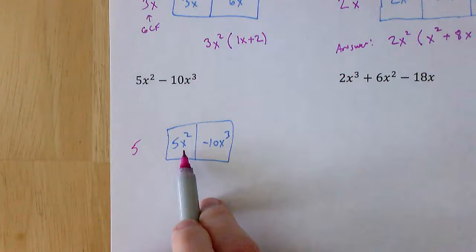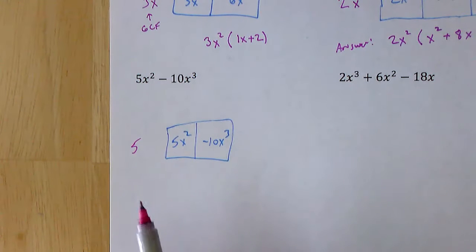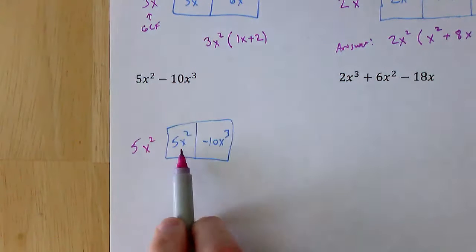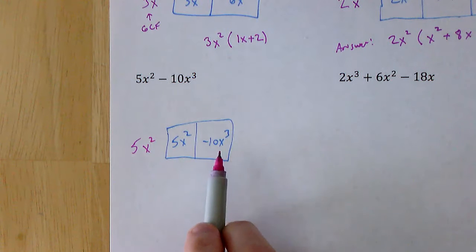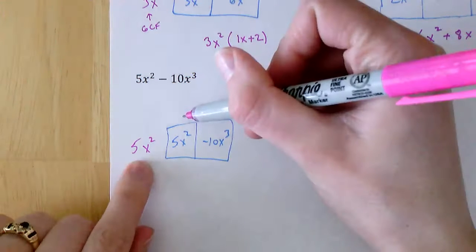And then if this guy has 2 x's and this one has 3, how many x's can I take fairly from both of them? Well, 2, right? This guy can give me 2, but that's the most he can give me. This guy can give me 2 and have some left over, but I can't take more than that because this guy, he doesn't have them to give. So there's my GCF.